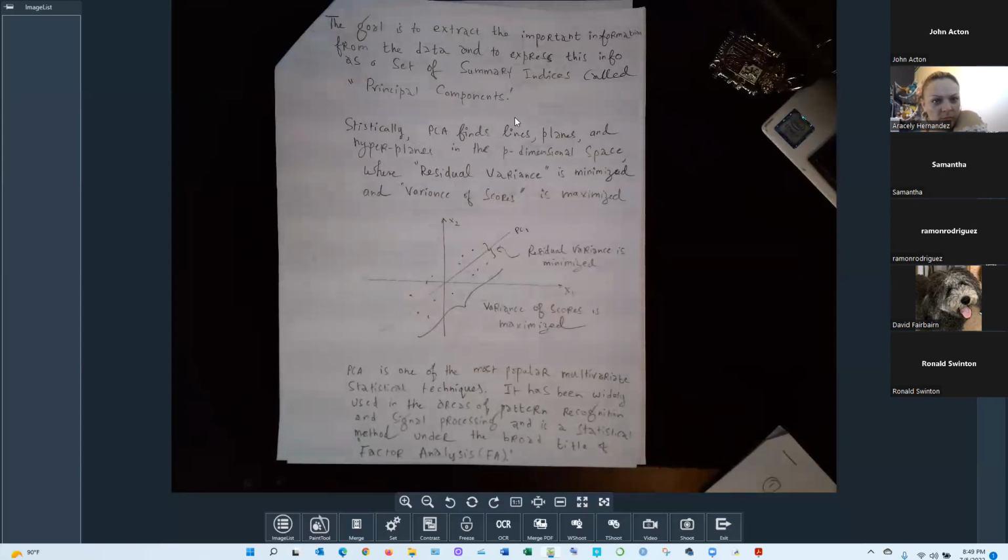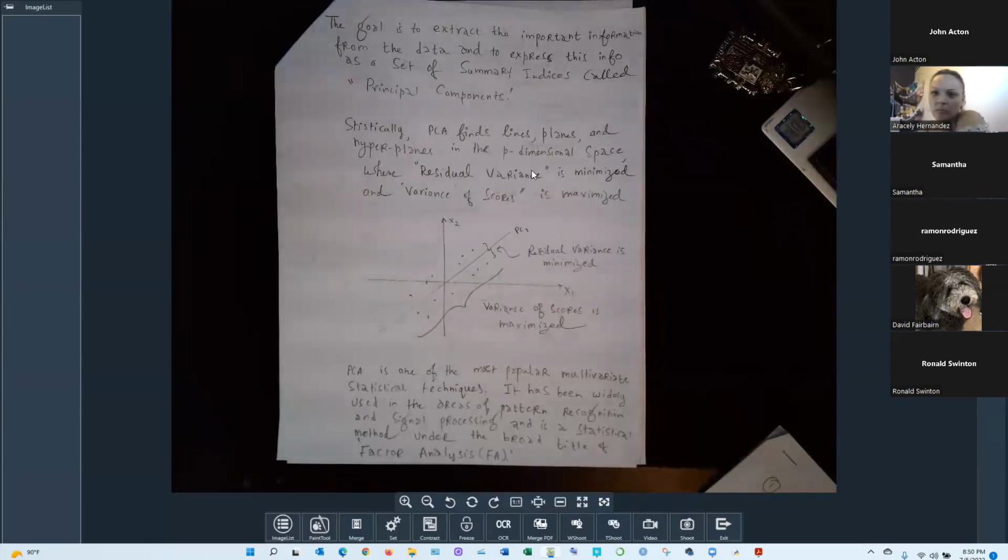If you have one dimension, we call it a line. If you have two dimensions, see, two dimensions are lines, three dimensions are planes, and more than three dimensions we call hyperplanes. P dimensional: P stands for the number of variables that are available in the very beginning. So it will form a p-dimensional space at the end of the day. If you have two variables, you have a two-dimensional space. If you have three variables, you have a three-dimensional space.